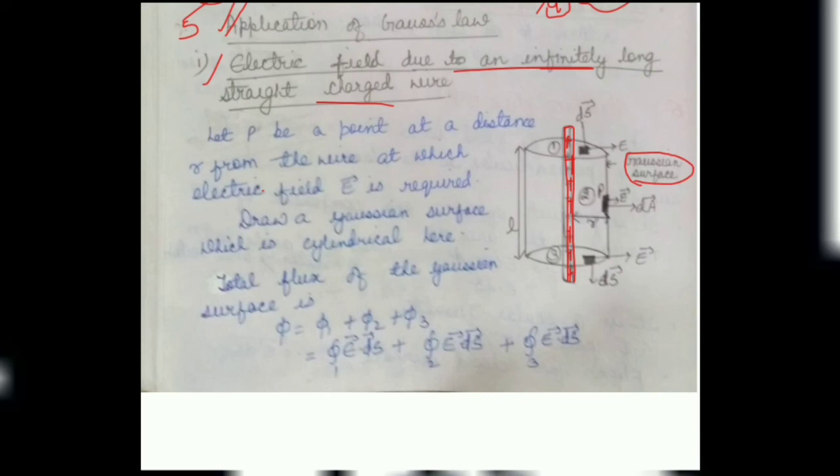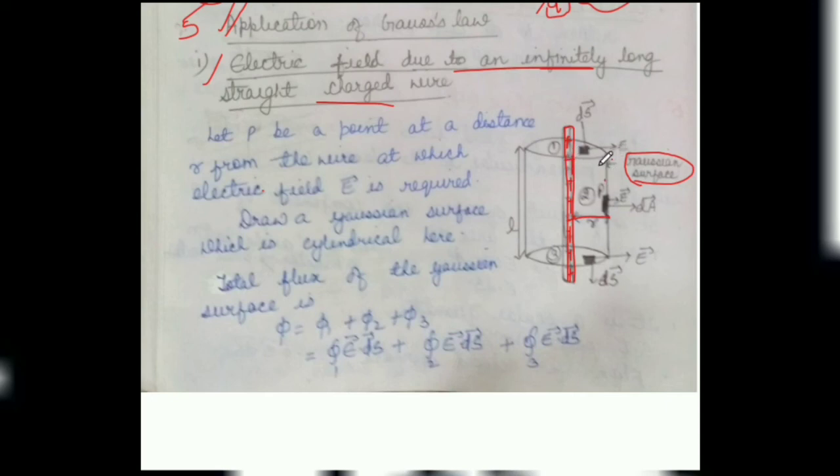Gaussian surface does not pass through the charge. The charge must be enclosed within that Gaussian surface. So how do you draw a Gaussian surface in the case of a long infinite wire? Suppose this is a wire, and you know that at an equal distance r from this charge there is a field at this point.